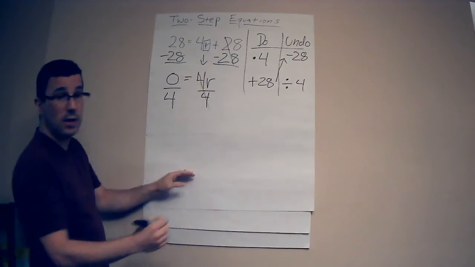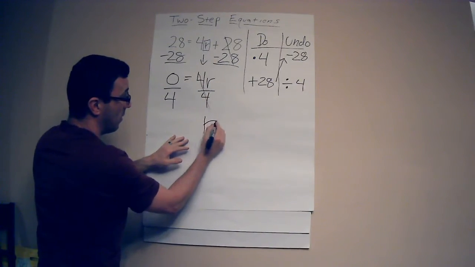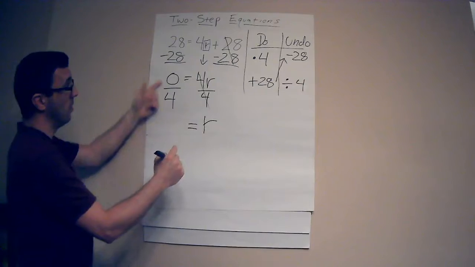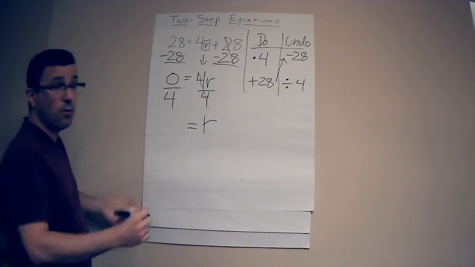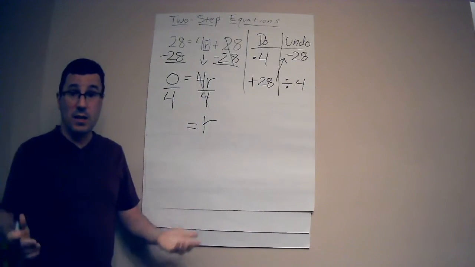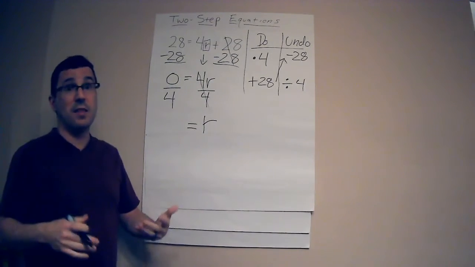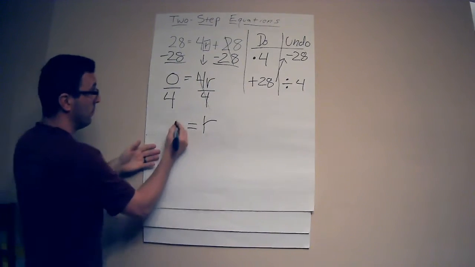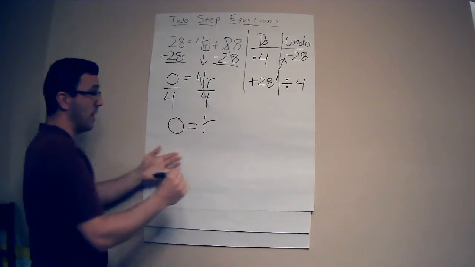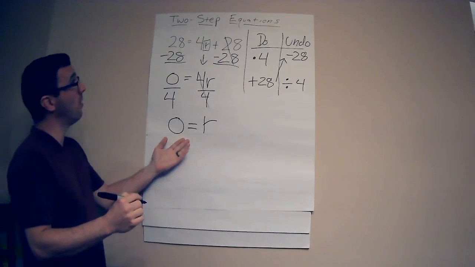These 4s cancel out. We're left with r. 0 divided by 4: 0 divided by anything but 0 is 0. So we get that our answer is r equals 0.